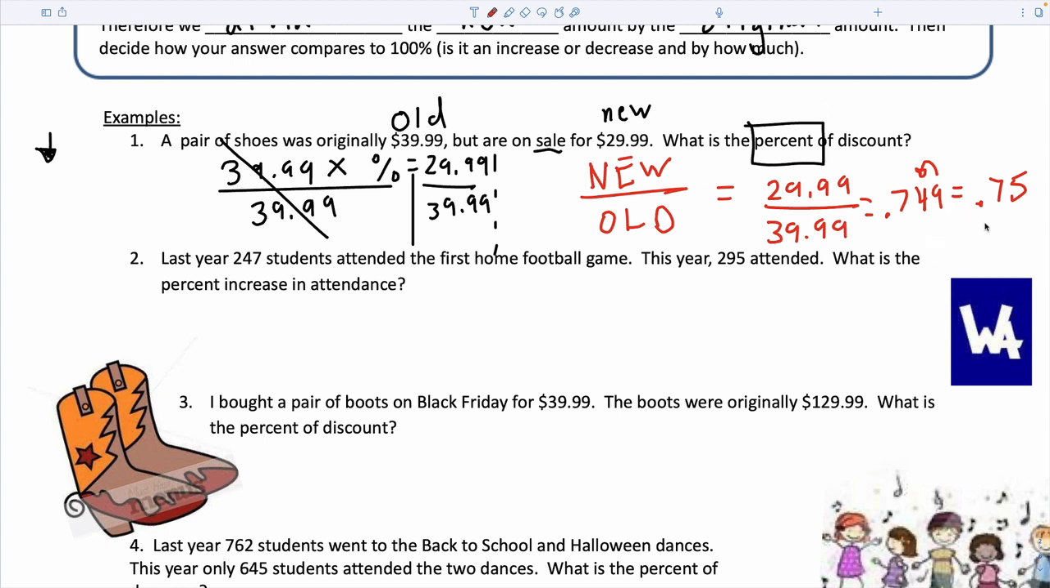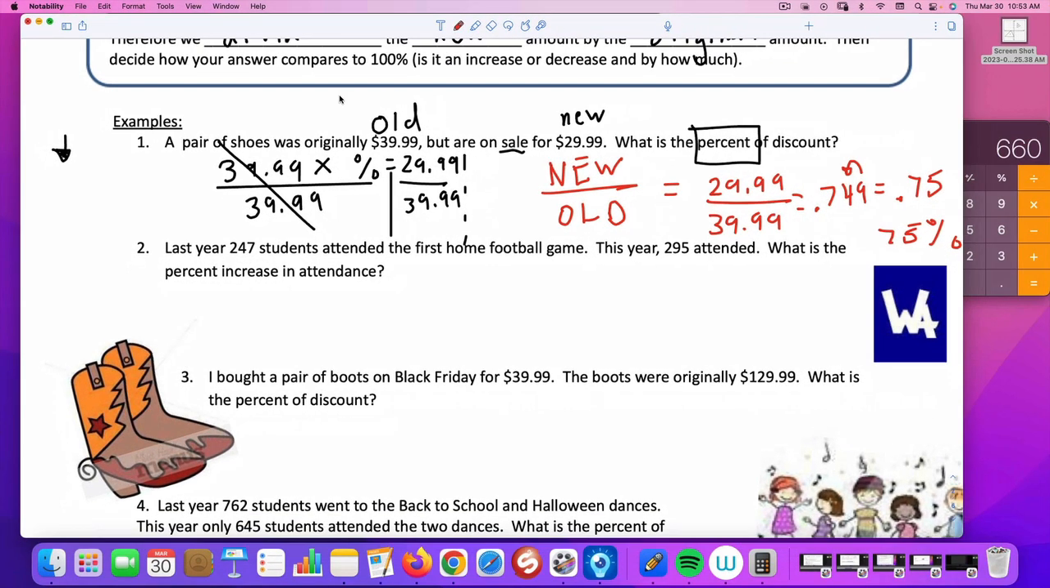So here's the deal. You paid 75% of $39.99. What is the percent of the discount, Cameron? You flipped it. You need to do $29.99 divided by $39.99. You always divide the new price by the old. 29.99 divided by 39.99 is 0.749 or 75%. 75% is how much I paid. That is not my discount.